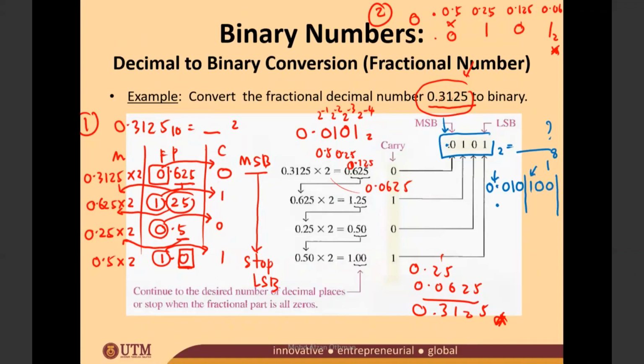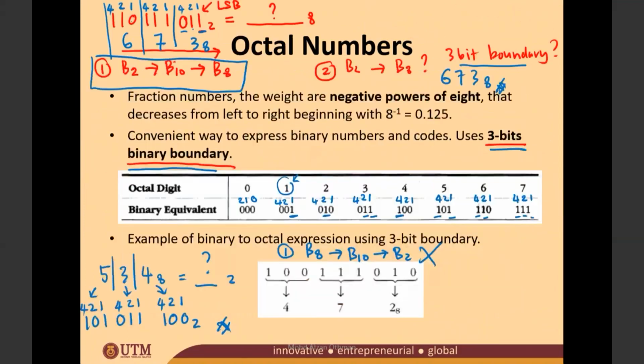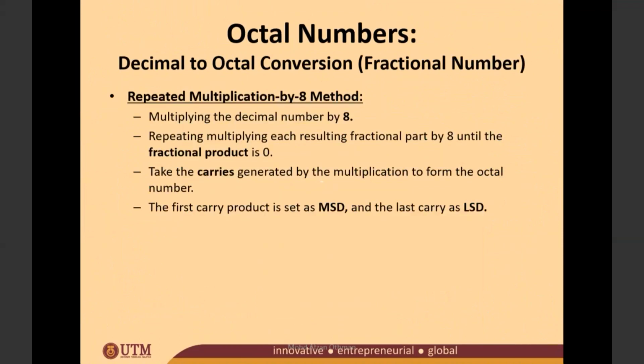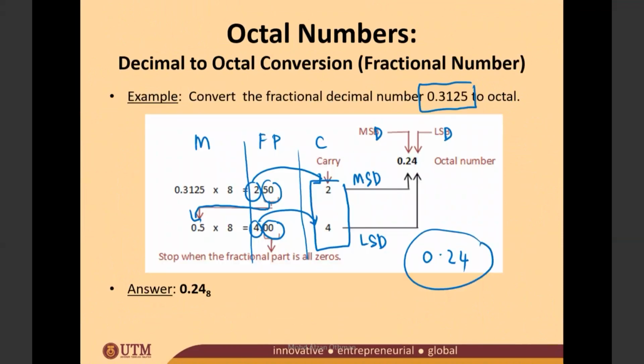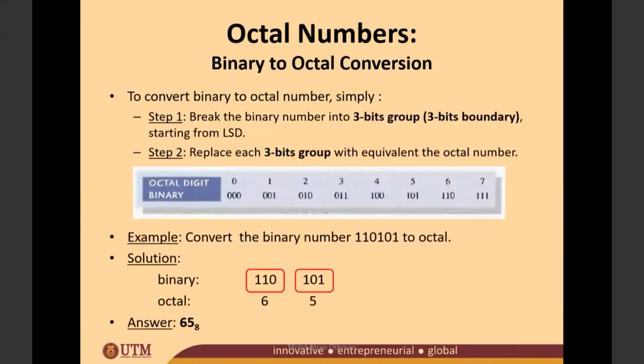Lepas tu nak buat apa? Dapatkan dia punya weightage. 1, 2, 4. 1, 2, 4. Darabkan dia punya weightage. Yang ni 4. Yang ni 2. Macam mana yang ni? Yang ni kita letak kosong je lah kat depan ni. So, jawapannya 0.24 base 8. Betul tak? 0.24 base 8. Betul. So kamu dapat benda yang sama. So this is a binary to octal conversion.